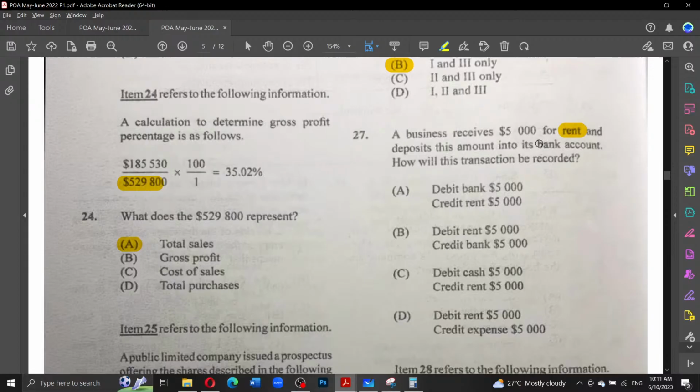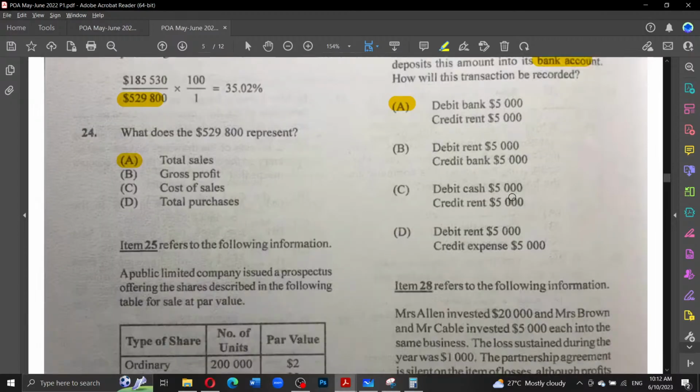Bank is an asset, therefore you debit bank. And you credit rent received or rent in this case. Remember that incomes are credited. So we debit the bank account because it's increasing, and you credit rent because in this case it's an income. So let's see, that's A. Debit bank, credit rent, and we have the same amount, right? Please ensure you check your amounts in the exam.